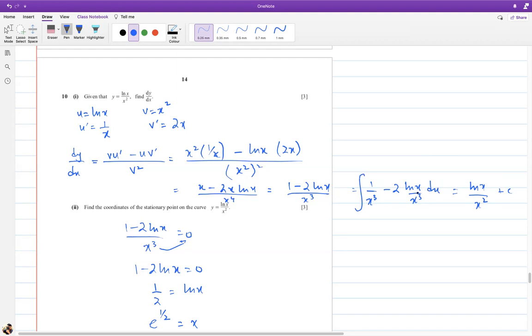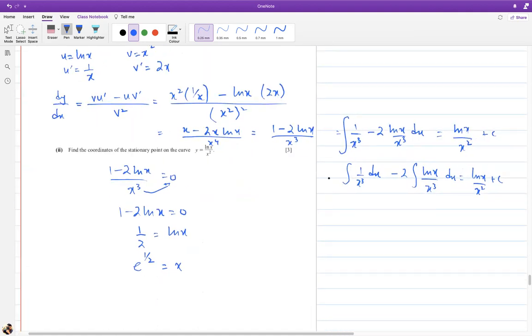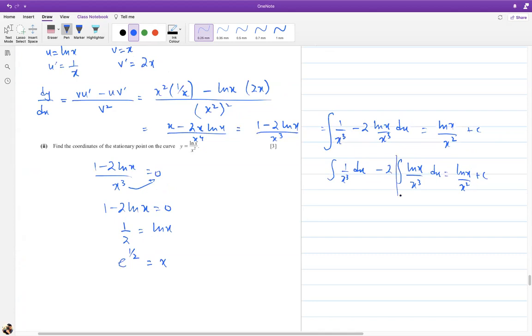Okay. Yes, sir. So I can use this. I can be like, okay, integral of 1 over x cube minus 2 times integral of ln x over x cube dx is equal to ln x over x squared plus c, which means I can simply be like, okay, what's the integral of this thing? Let me make this the subject.